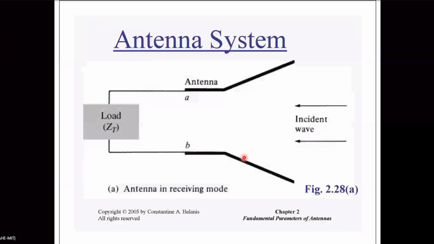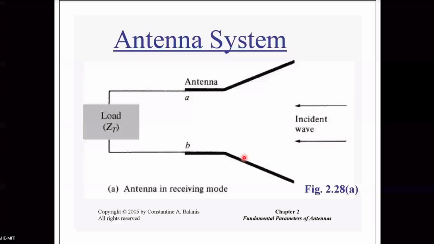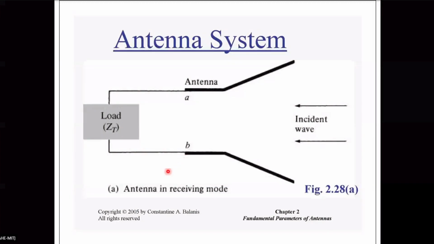Antennas in the receiving mode. You have the incident wave. This is the antenna, and this is the terminal load, ZT, the receiver input impedance. This is the antenna transmission line. Again, we assume that the transmission line is not there, as good as the antenna being directly connected to the receiver input. This is the incident wave.